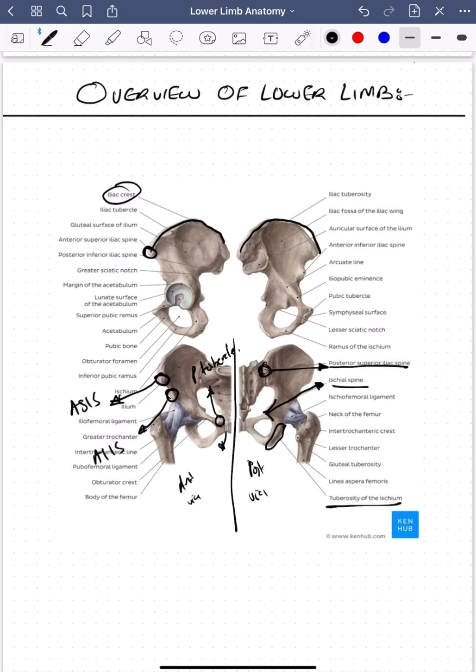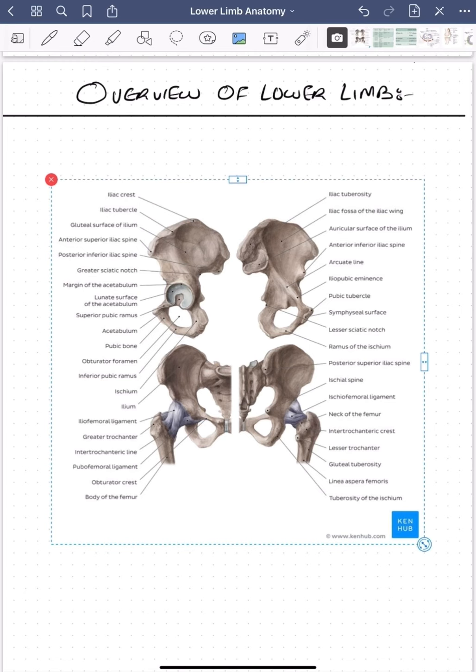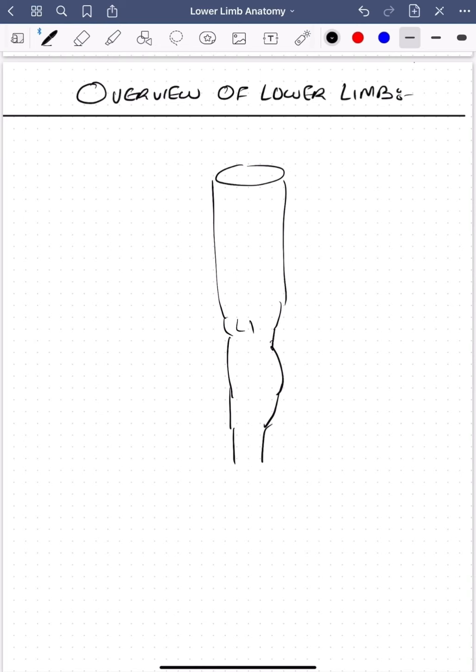Now moving on, let's just begin with the basics of the leg. Okay, so let me just get this out of the way. Okay, so the leg. Now we all know the leg has what? A thigh and the leg, or the lower limb has the thigh, leg, and the foot. Okay, now the thigh can be divided into three compartments.